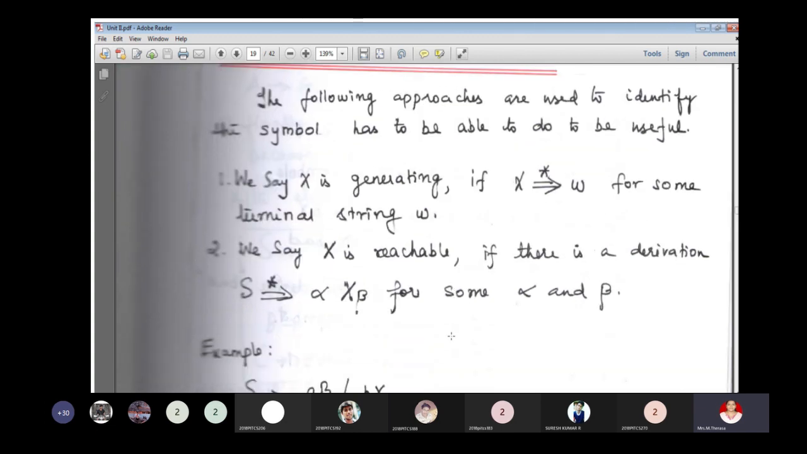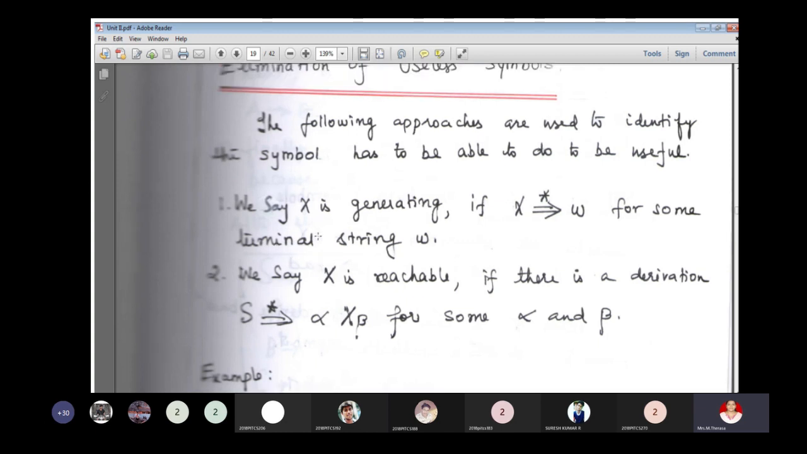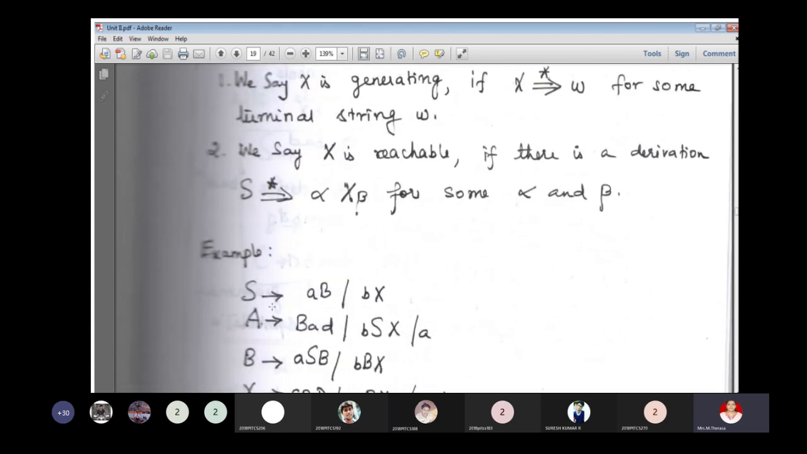First, we say X is generating if X can derive w for some terminal string w. We say X is reachable if there is a derivation S tends to alpha X beta for some alpha and beta. So what you can understand from here is that a symbol is useful only when it is generating and it is reachable. Generating in the sense it should produce some terminal string. Reachable in the sense this X should be involved in the derivation of some string from the starting symbol S.